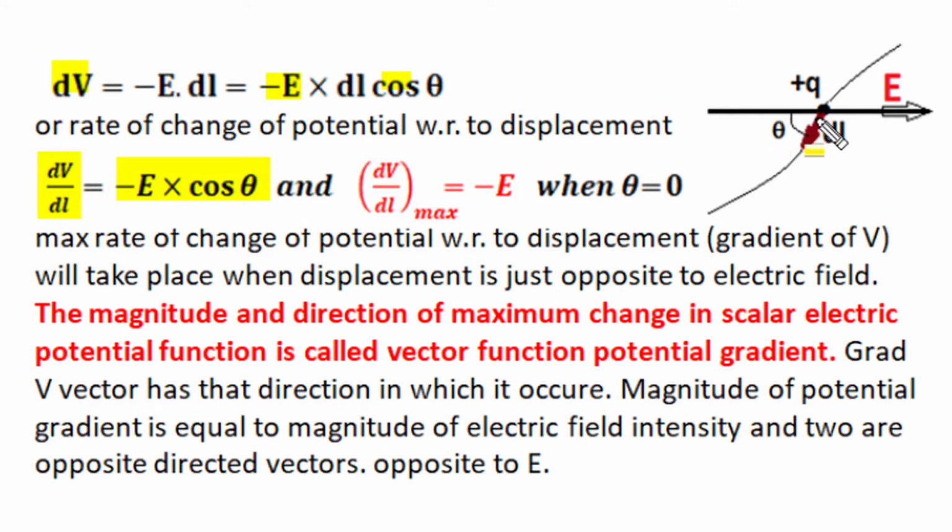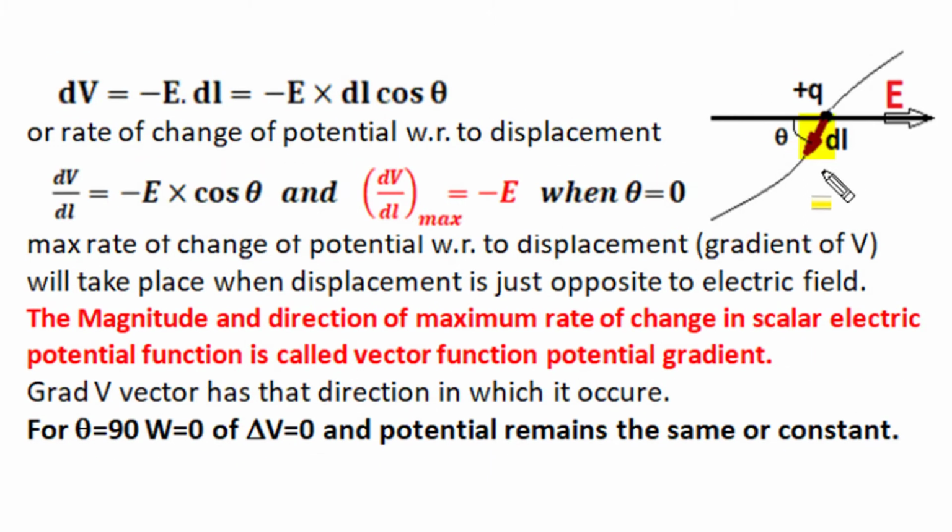for different values of this theta, the angle between the opposite direction of the electric field and displacement, we have different values of the rate of change of potential with respect to displacement, and the maximum value of the rate of change of potential with respect to displacement is known as potential gradient, and it occurs when this theta is 0, or the charge is moved just opposite to the direction of the electric field.